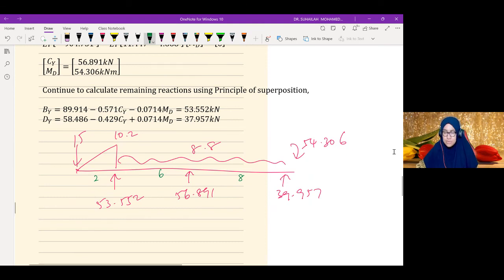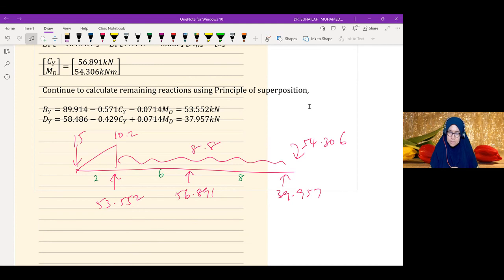So what we need to do is check whether the system is in equilibrium. Check with the equilibrium equation whether this is the right answer. If it is not right, we have to check whether we made a mistake when we wrote the moment equation or when we substituted the moment equation into the displacement formula.